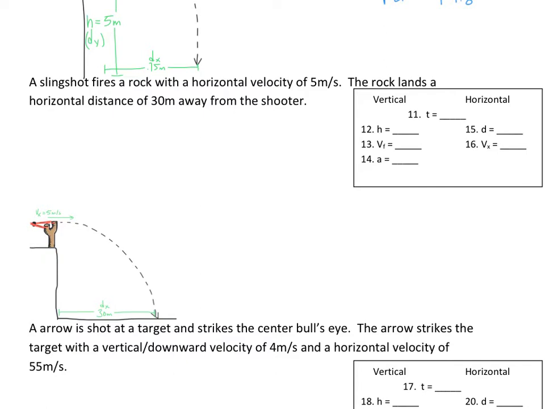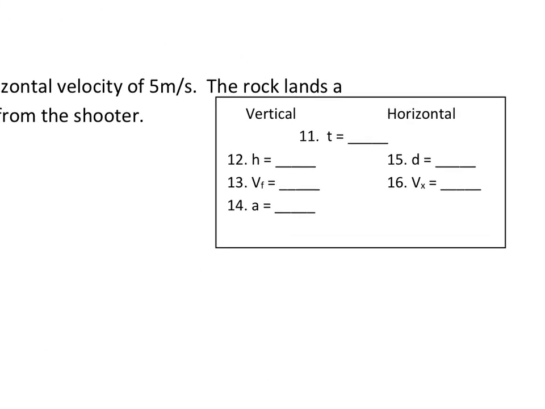Okay, so let's fill in the information that we do know. We know that the horizontal distance is 30 meters. We know that the speed at which it's going horizontally is 5 meters per second. And I know that this rock is being pulled down by gravity, so this is negative 9.8 meters per second squared. I need to find time, the height, and the final velocity.